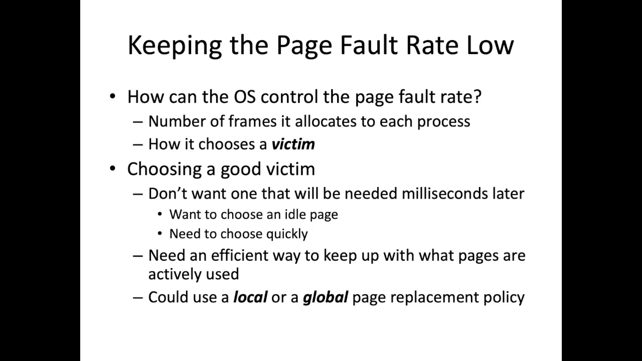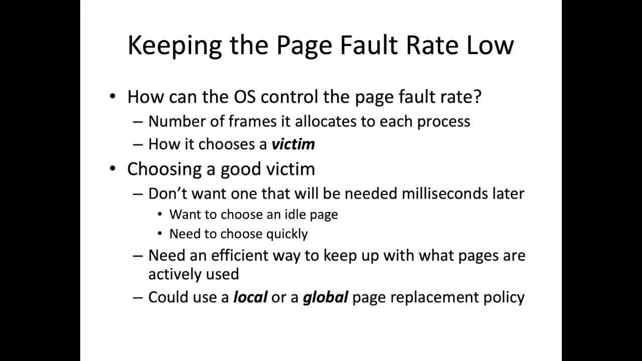And then the other thing, really the main thing we're going to talk about, is you do at least get to choose the victim. Remember, when a page fault occurs, if memory is full, we might have to throw out a page to make room for the new one, and we call that the victim page. The OS gets to decide what to throw out. Choosing a good victim can help keep the page fault rate low.